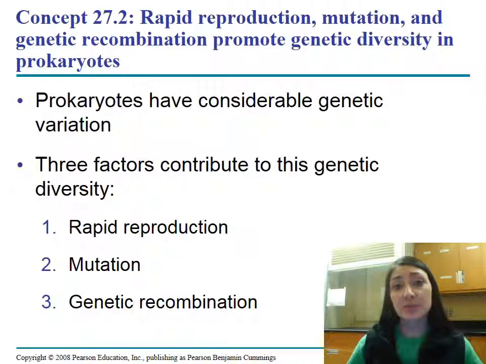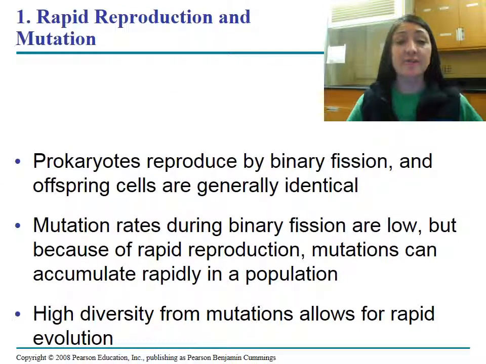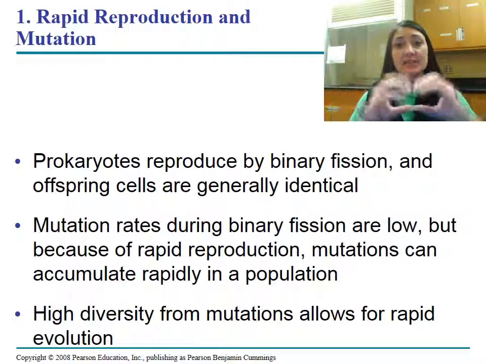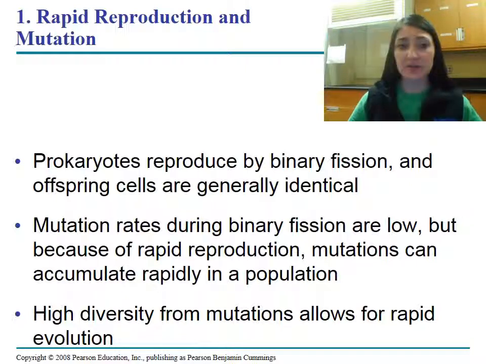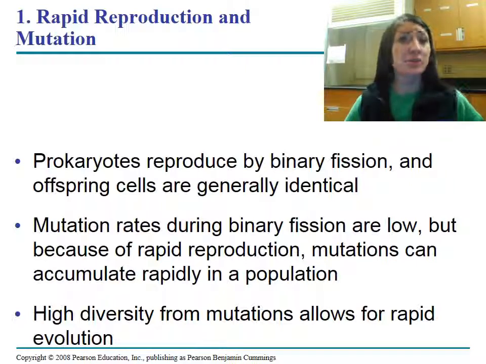There are 3 factors that contribute to prokaryotes' genetic diversity, and they do have considerable genetic diversity. And the first is rapid reproduction, which we talked about in the previous experiment, as well as mutation and genetic recombination. So we know that prokaryotes reproduce using binary fission. They copy their DNA, they double in size, they split in 2, and your offspring is going to be identical to your parent cell because of binary fission. Mutation rates during binary fission tend to be low, but because these guys can reproduce so quickly, the mutations can really accumulate rapidly in a population, especially if they're considered beneficial mutations. High diversity from these mutations allows for rapid evolution of prokaryotes.